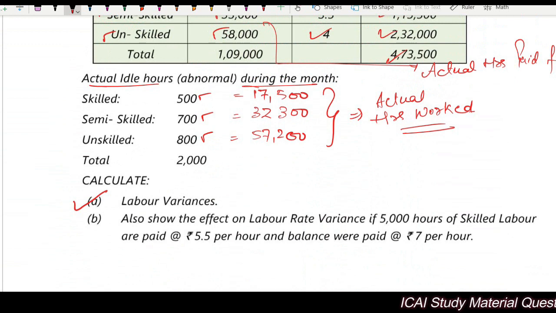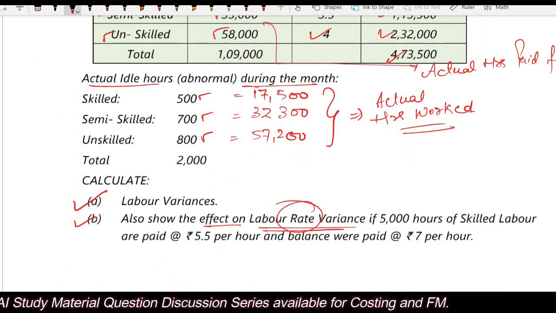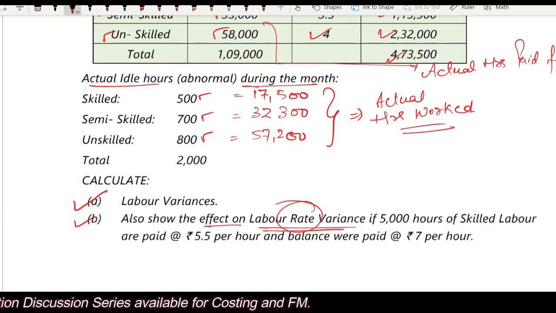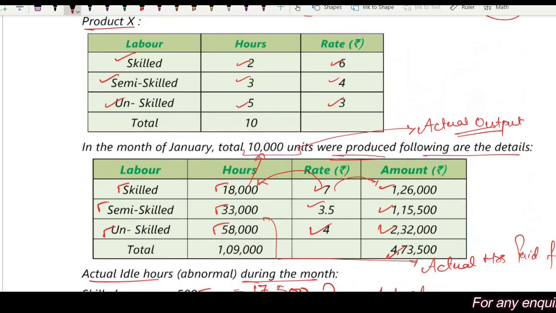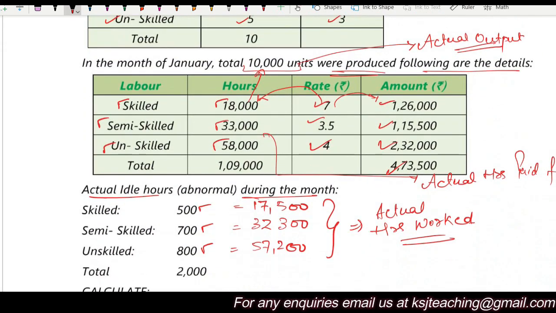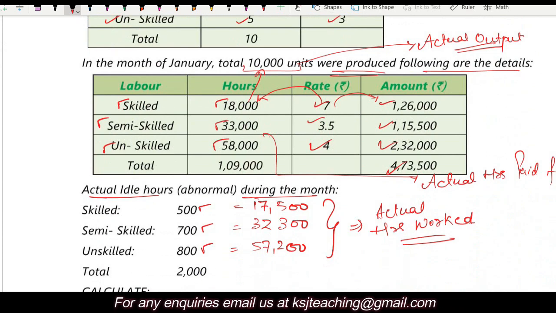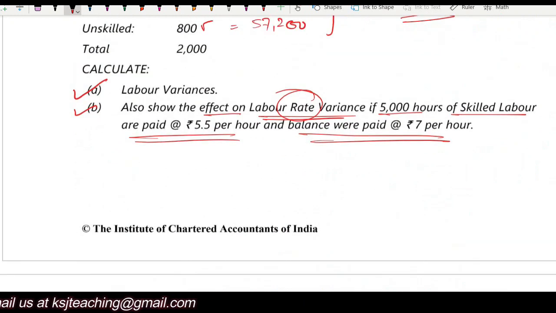Now there is a second part also. The second part says also show the effect of labor rate variance, right? Effect on labor rate variance only if 5,000 hours of the skilled labor are paid at 5.5 per hour and the balance was paid at 7 per hour. Now they say out of the actual 18,000 hours, the payment is being done for 18,000 hours. Out of this 18,000 hours, 5,000 hours of the skilled labor are being paid at 5.5 and the remaining are being paid at 7 per hour.